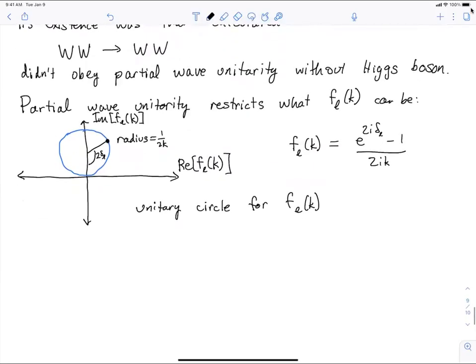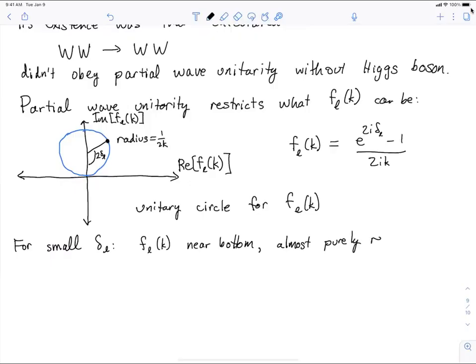Okay, and so where you are on the circle tells you something about the scattering. For small phase shifts, for small delta L's, then from the picture, FL of K is near the bottom, which means it's small. If it's near the bottom of the circle, then it has to be near the origin, so it's small. And it's almost purely real. And those are things that happened in the Born approximation.